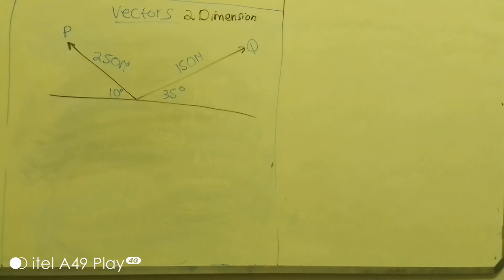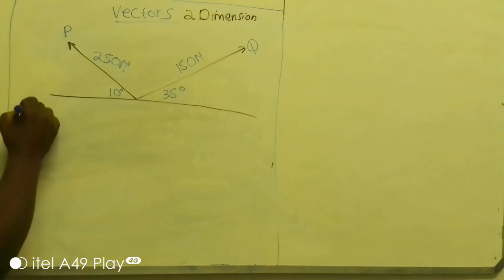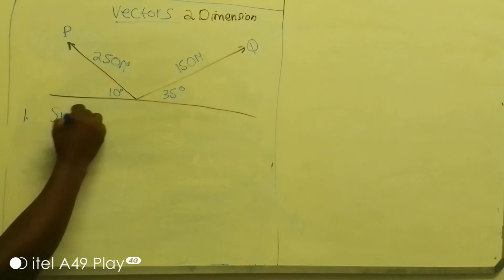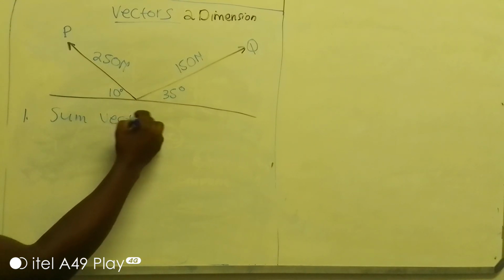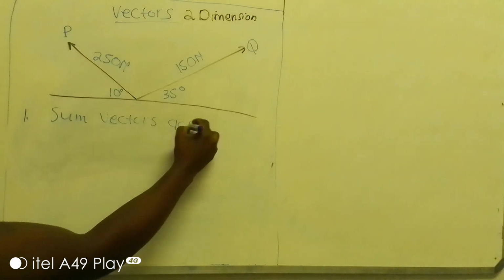Question number 1: define resultant vector. What is a resultant vector? We said in number 1 that a resultant vector is the sum of all the vectors that act on an object. It's the sum of the vectors acting on an object. That is your number 1.